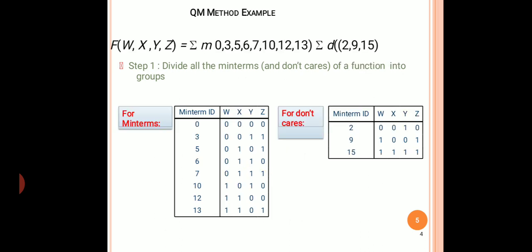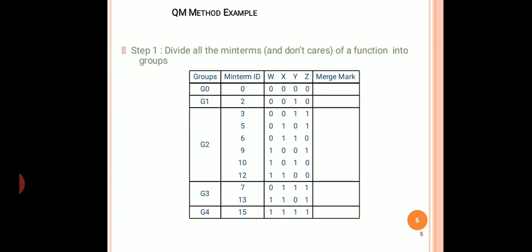Again coming to this table. Is there any min term which is having only one 1? Yes, 2. That is 0, 0, 1, 0. If you observe carefully, no other number is there which is having only one 1. That's why 2 will be there and it's binary.